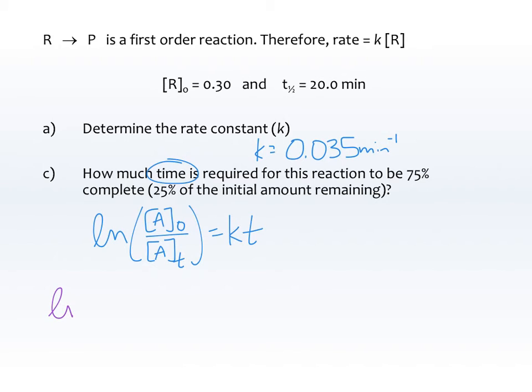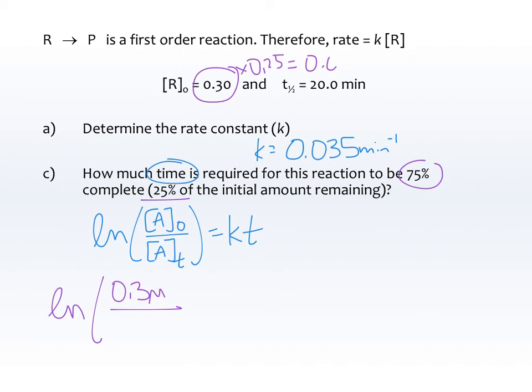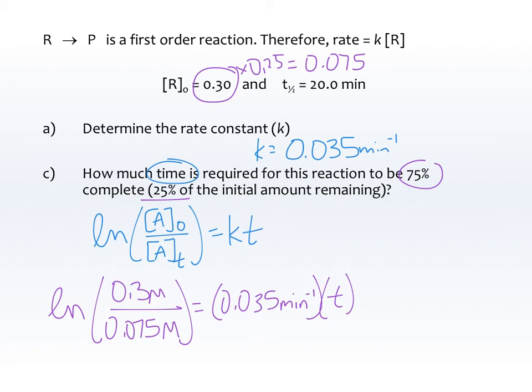The natural log of R at time 0, that was 0.3 molar, and now it's 75% complete, or 25% of the initial amount remaining. So 25% of 0.3, times 0.25, is equal to 0.075. 25% of the 0.3 is remaining. That's 0.075 molar. Equals k, which we've already solved as 0.035 per minute times t.